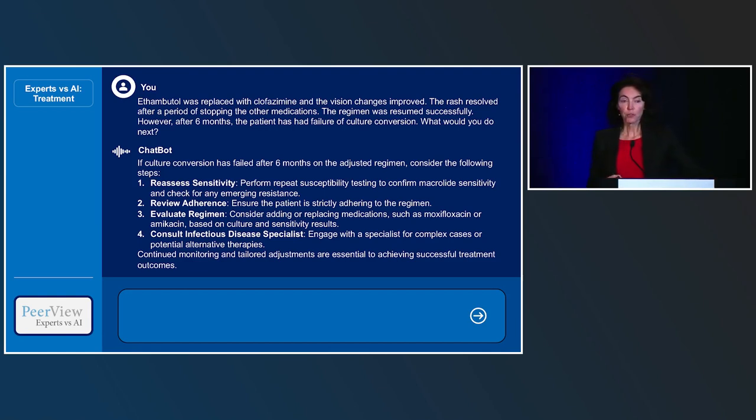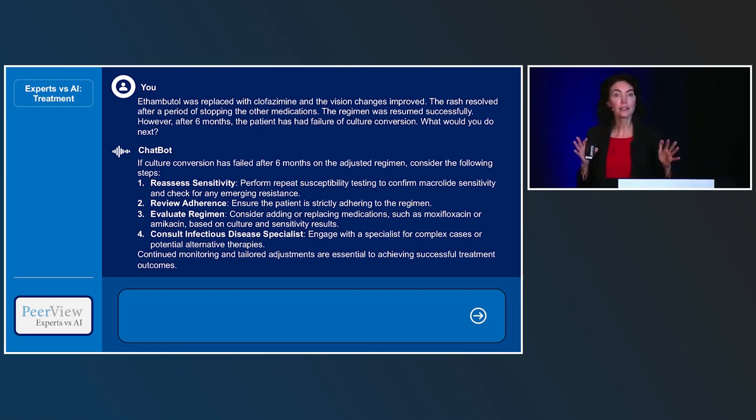Certainly, it's super important to assess susceptibility, which takes a kind of long time, because it means that you're getting updated AFB cultures every month, and that your lab's on top of it and has grown a nice pure specimen and is ready to get those susceptibilities going. It could happen, but it's not immediate. Review adherence, that's fantastic. We should do that. And then consider adding or replacing medications.